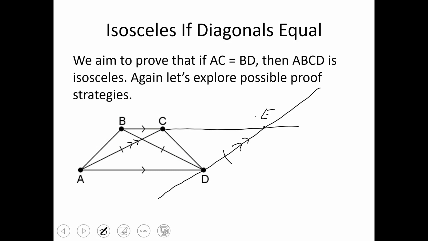And now, and I know there's some complexity here, but follow me. And now consider triangle BDE. Triangle BDE. It has a pair of equal sides. This means that it's isosceles.